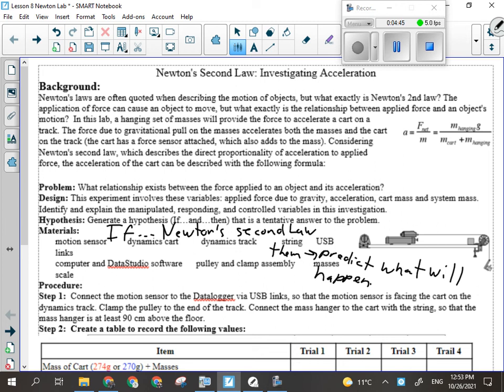Right, so this is a pretty simple hypothesis. Okay, you're telling me what Newton's second law is, and then basically saying that again as your prediction. You're going to have to word it carefully so it doesn't sound like you're saying exactly the same thing twice.